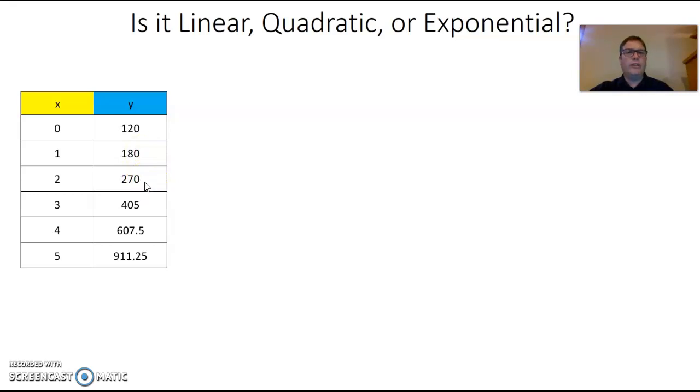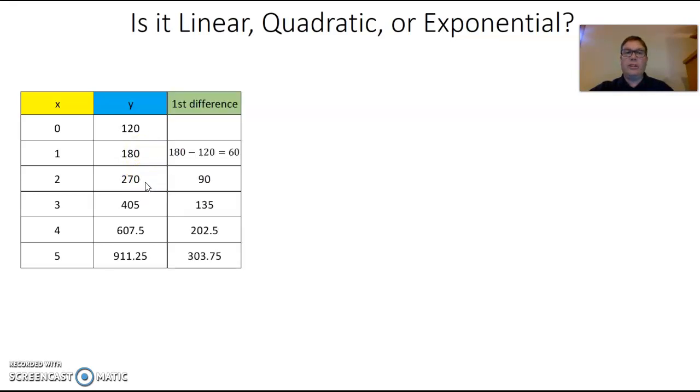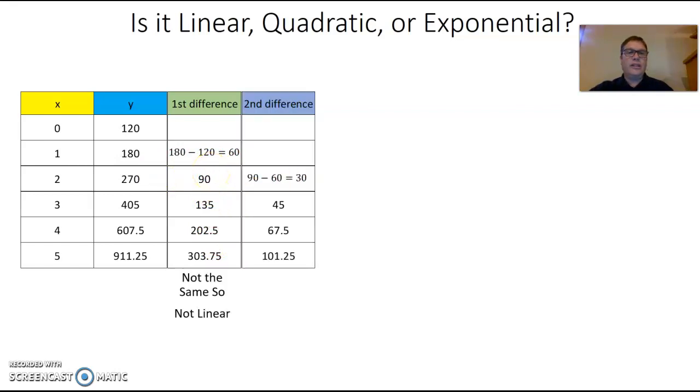And I could look at it and go, well, maybe the second differences are the same. So here's my first differences, and you can see they're not the same. Then I could take the second differences, the differences of the differences. So the difference between 60 and 90, that's 30. Between 90 and 135, that's 45. Okay, I already know this is not quadratic, or these would be the same numbers, but they're not.